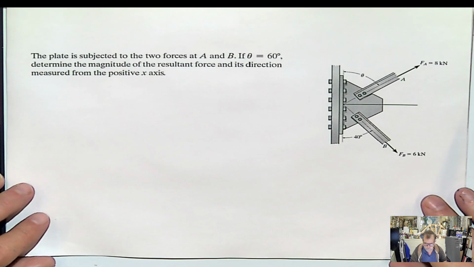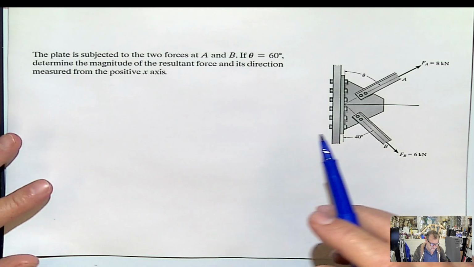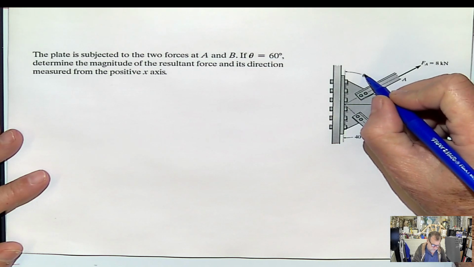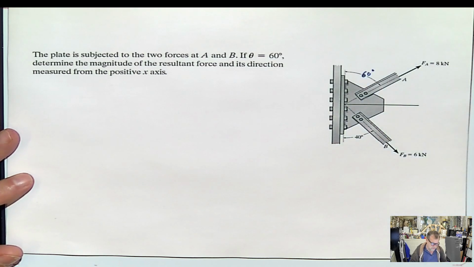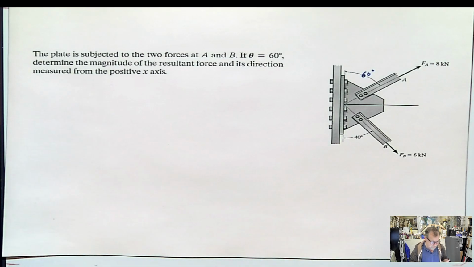Another problem for you. Let's read this problem. It says a plate is subject to two forces, A and B. Why don't they put 60 here immediately? Determine the magnitude of the resultant force and its direction measured from the positive x-axis.